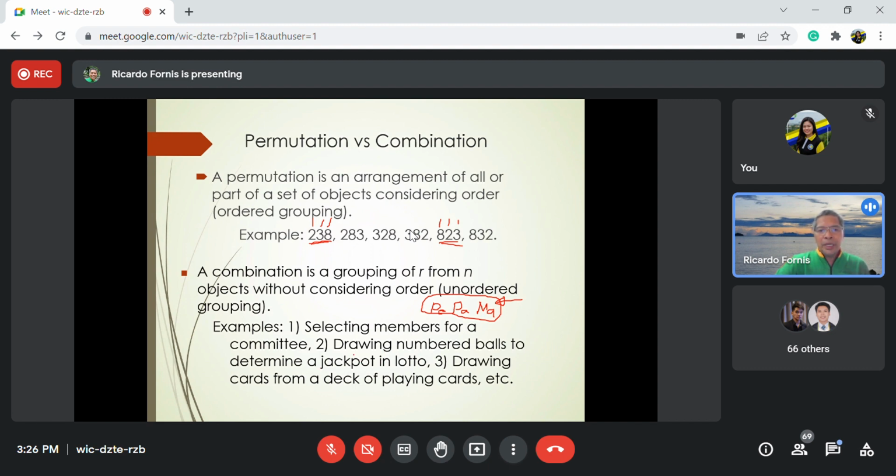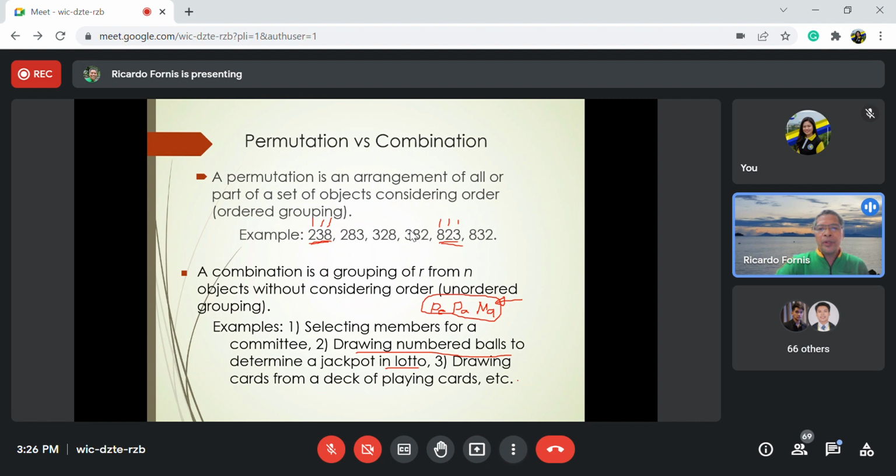Another example is drawing numbered balls to determine a jackpot in Lotto. In Lotto, the order is not necessary. What's important is only the numbers in the 6 combinations, no? That's in Lotto.